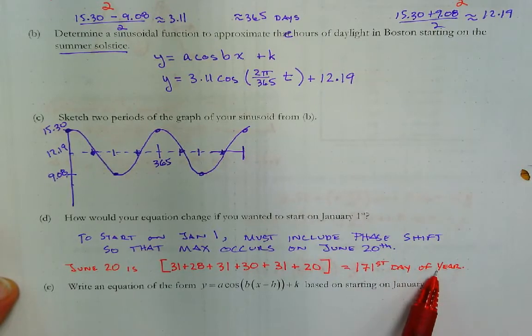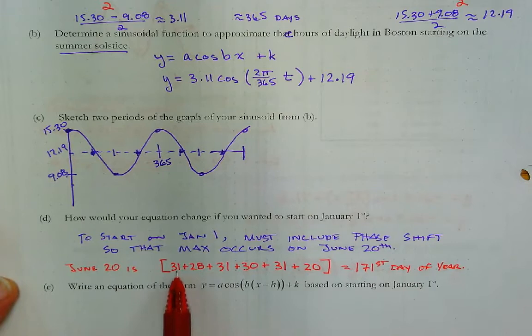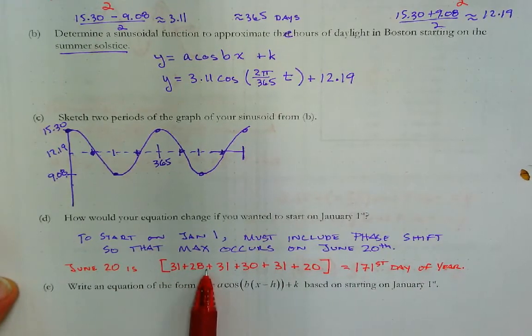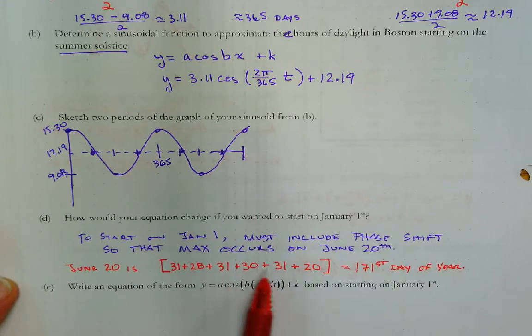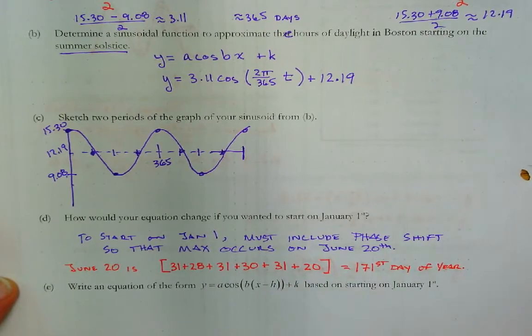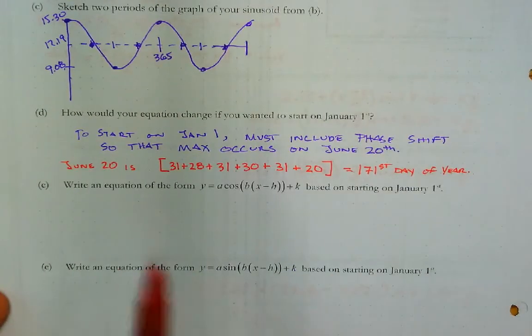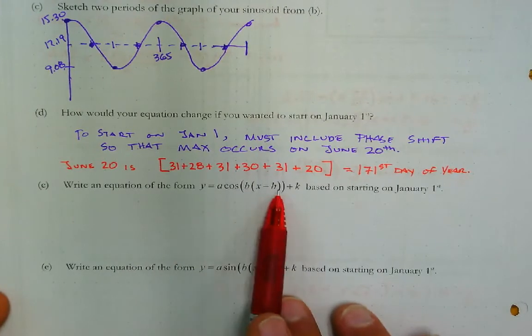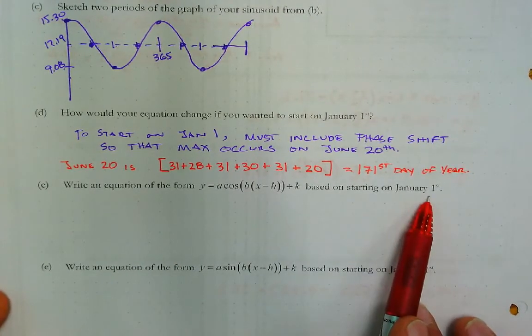171st day of the year, what does that mean for us, right? That means, how did I get that? January, February, March, April, May, and then June 20th. Add up those days, June 20th is the 171st day of the year. So how do we write an equation of this form based on starting January 1st?